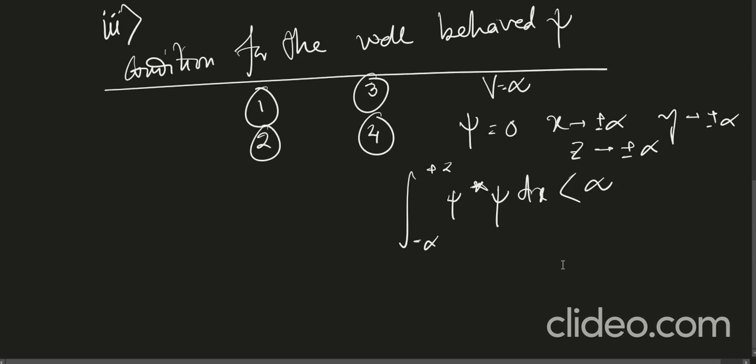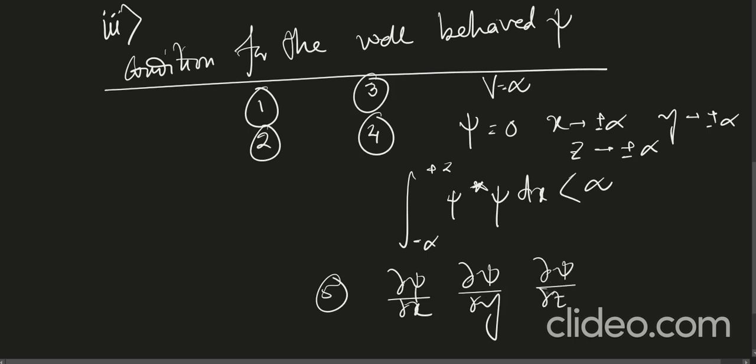And the 5th point is very important. Number 5: the partial derivatives of psi, that is del psi by del x in the x axis, del psi by del y in the y axis, and del psi by del z in the z axis, must also be finite, single valued and continuous at all points except at points where the potential V of x equals infinity.